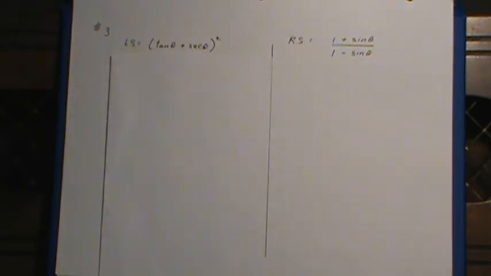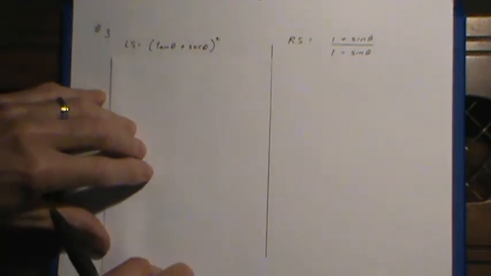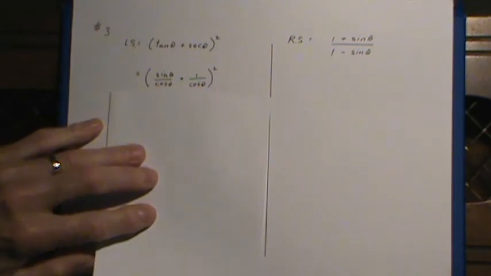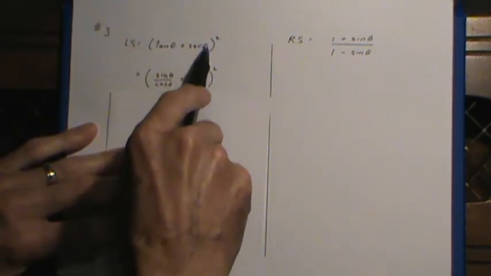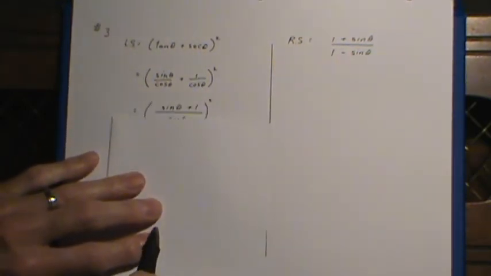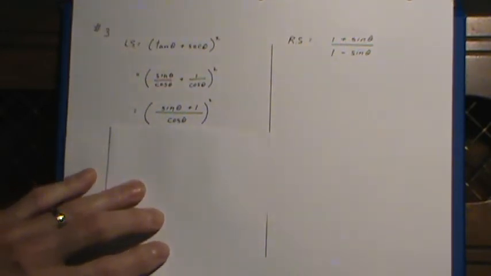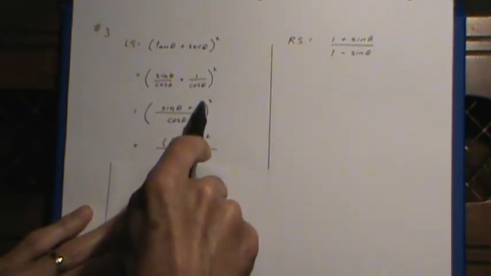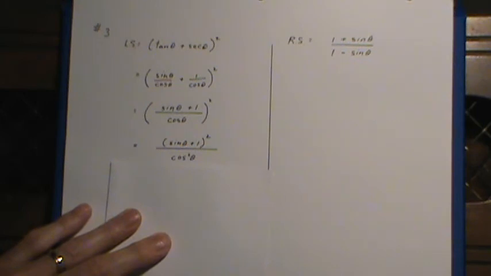Here's another one. What I decided to do with this one, I took the left hand side and I rewrote the tan as sine over cos, and the secant is 1 over cos. Now that gives me a common denominator, so I can write it like this with just that common denominator right here. Now, when you square a fraction, you square the top and you square the bottom of the fraction.